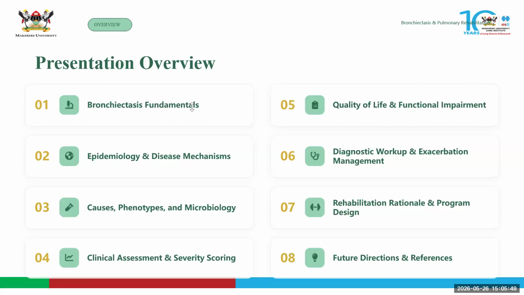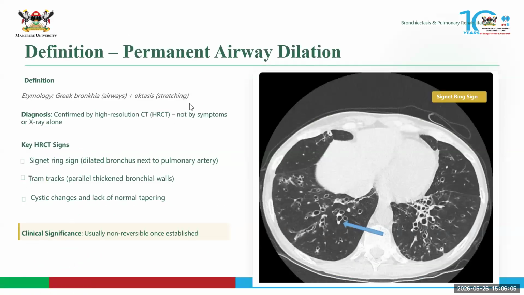In this presentation, we shall briefly look at bronchiectasis fundamentals, the biology, the different causes and phenotypes, microbiology, some assessment, quality of life and function, and the diagnostic workup, and then the rehabilitation roles and possible directions in this.